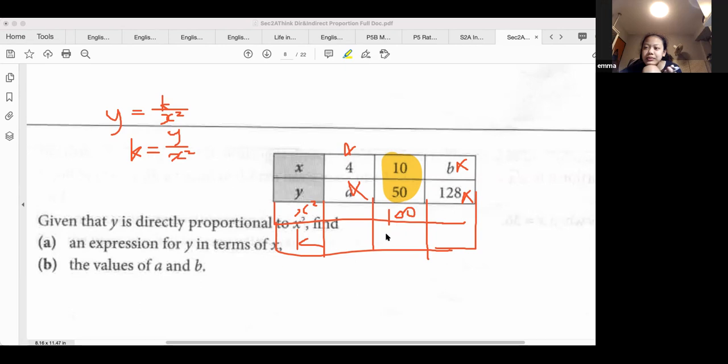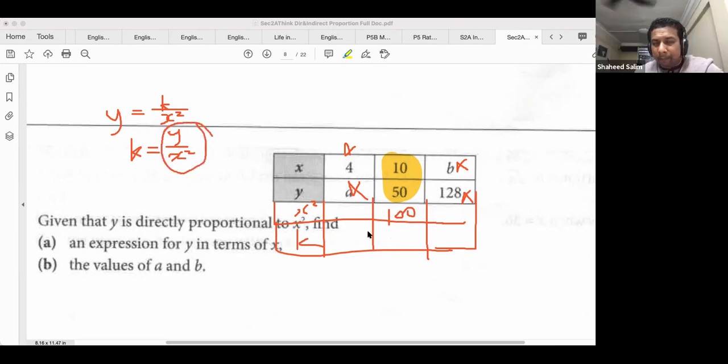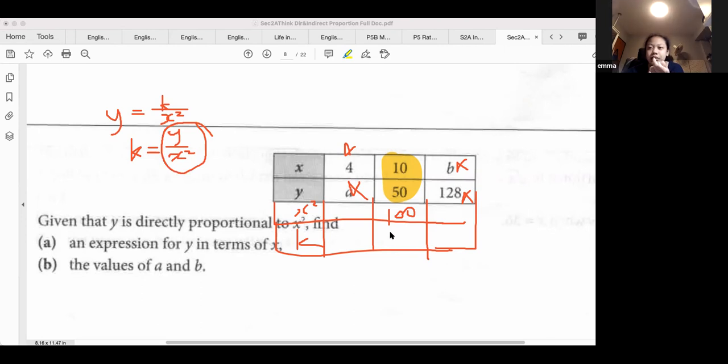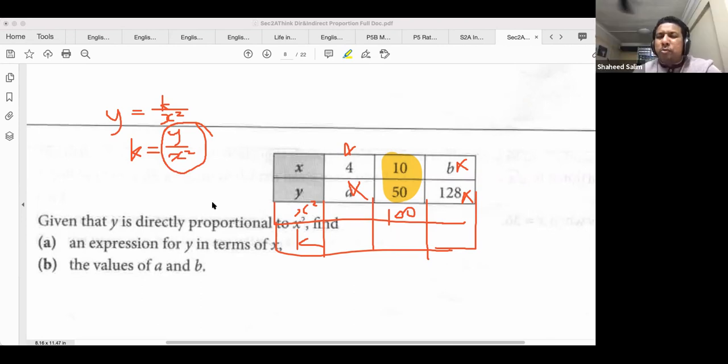Sorry, what is it? What's the value of k? 20. You take bigger number minus smaller number. This one, bigger number at the bottom, you know, means y is on top. Try again.